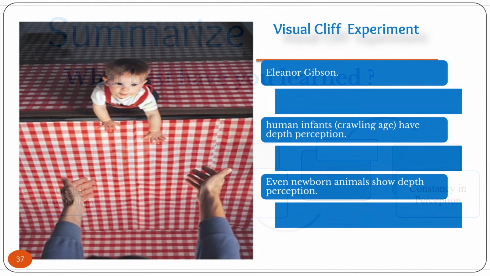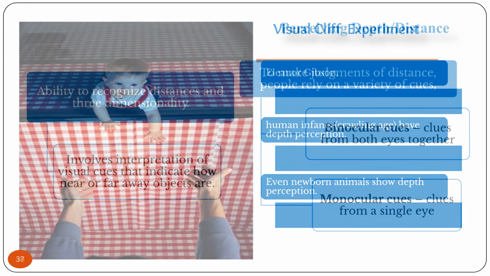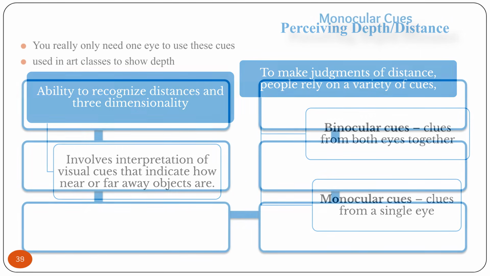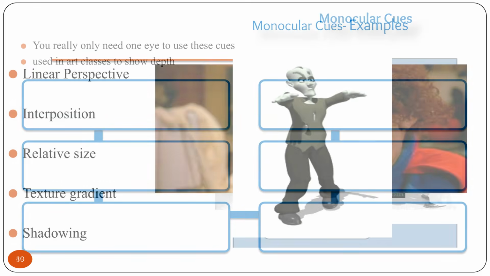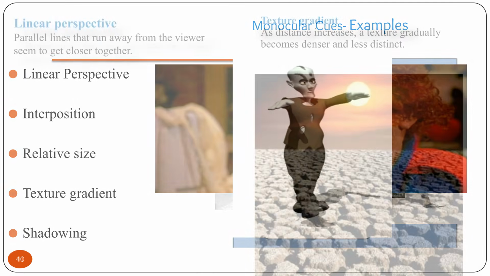The visual cliff experiment by Eleanor Gibson showed that human infants, and even newborn animals, have depth perception. Perceiving depth and distance is the ability to recognize distances and three-dimensionality using visual cues. These cues are categorized as binocular cues, using both eyes, or monocular cues, using a single eye. Monocular cues, used with one eye, include linear perspective, relative size, interposition, texture gradient, height in plane, and shadowing. This slide provides visual examples of monocular cues, such as linear perspective, interposition, relative size, texture gradient, and shadowing.